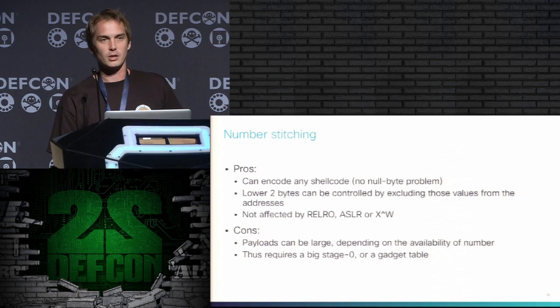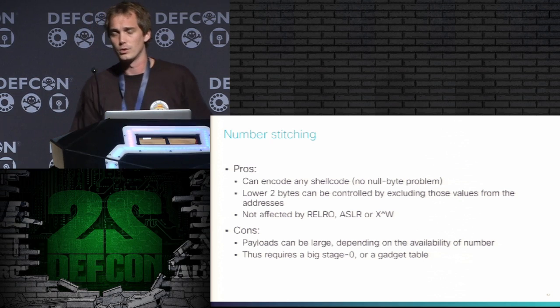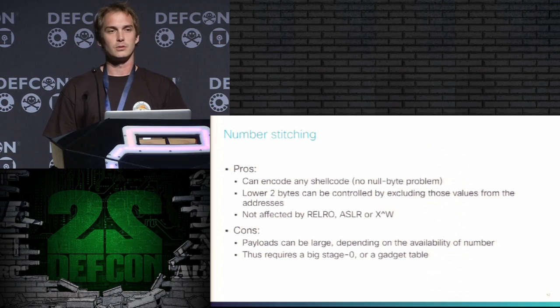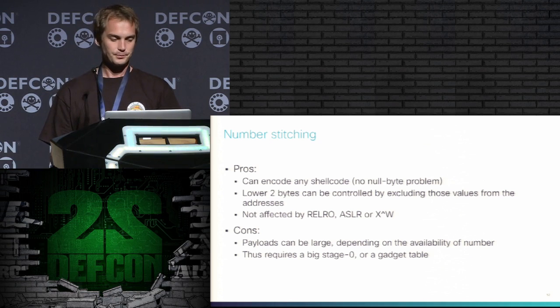It can encode any shellcode. You don't have a null byte problem because all you're dealing with is addresses. You never actually look for values, and you never pop values into registers, just addresses. The lower 2 bytes of your address are controlled, so you can exclude those values if you don't want them in your addresses. And obviously, the initial goal was that you're not affected by RELRO, ASLR, or XOR W. So it will allow you to bypass all those memory protections.